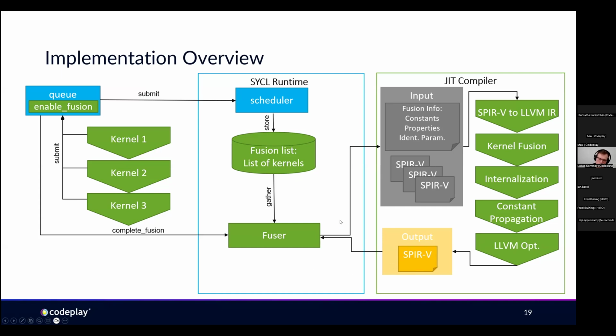And then the kernel goes back to the fuser, and the fuser can then inform the scheduler to actually execute that fused kernel. So the implementation, where the fusion happens, is actually a JIT compiler that happens at runtime. It's not a compiler that you invoke before running your application. It's a compiler that is invoked in the background while you execute your application.